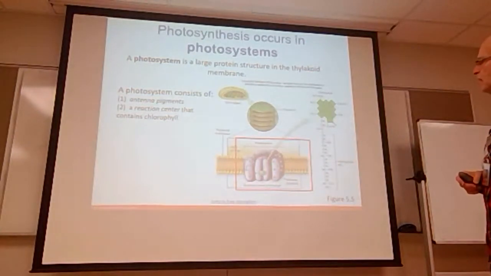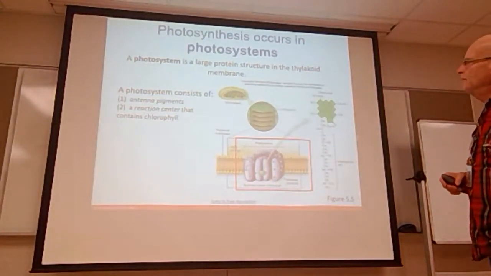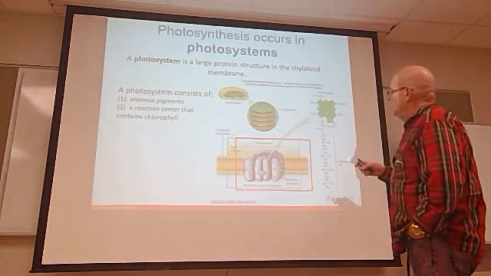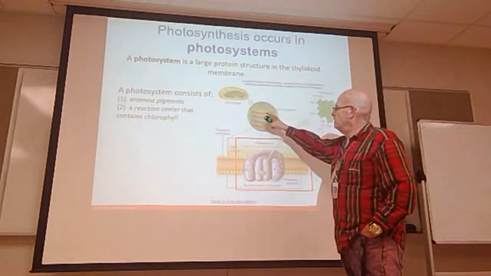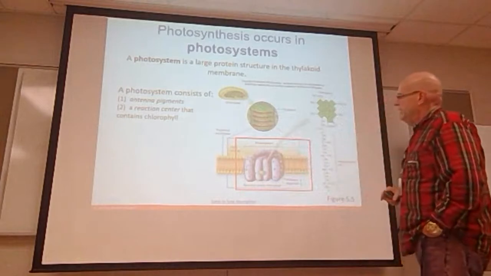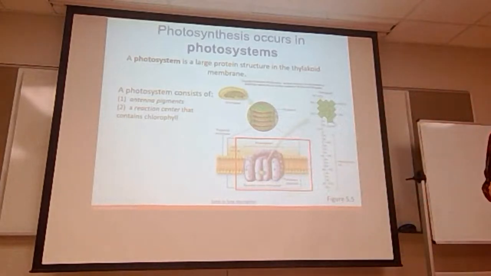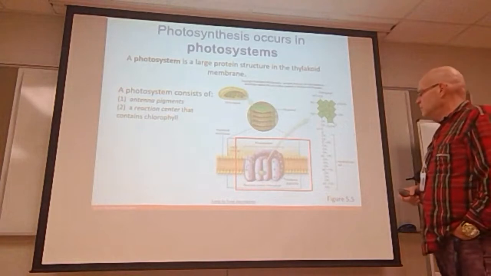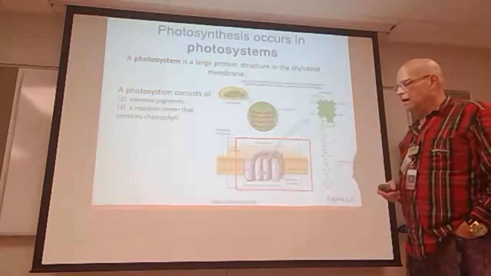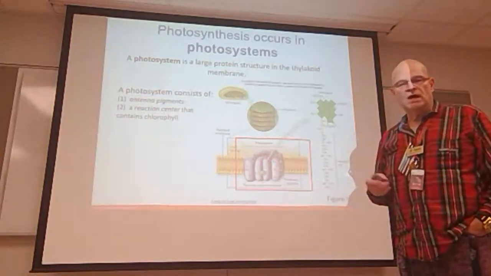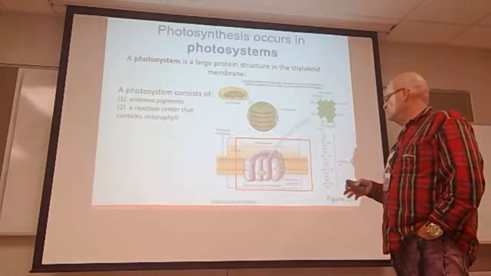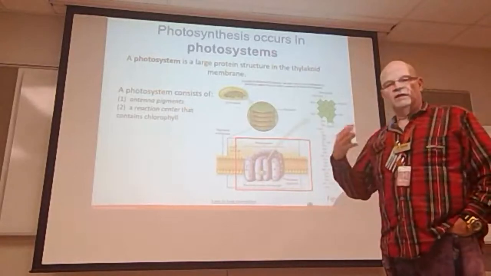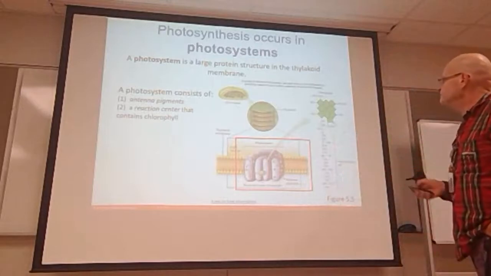Photosynthesis takes place in structures called photosystems. A photosystem is nothing more than a large protein that is found in the thylakoid membrane. Again, that's this membrane here of the thylakoid. It has what are called antenna pigments, and it contains what is called a reaction center. The antenna pigments are what actually attract the light photons, and then the photons are passed to the reaction center that contains the chlorophyll, and that's where the process actually happens.